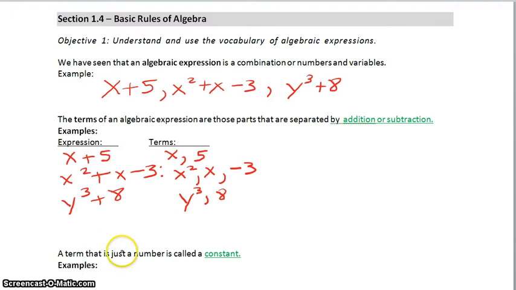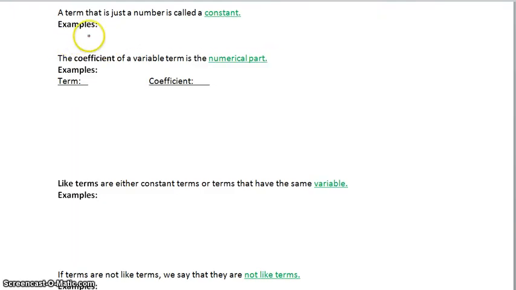Now, a term that is just a number is called a constant. Now we will look for some examples of a constant. We could go 3, 4, 9, negative 7, negative 11. And these are all forms of a constant.